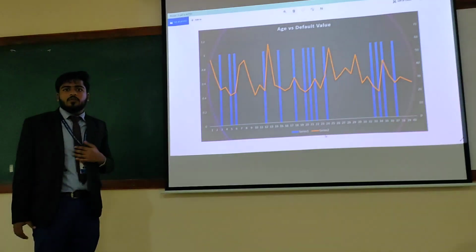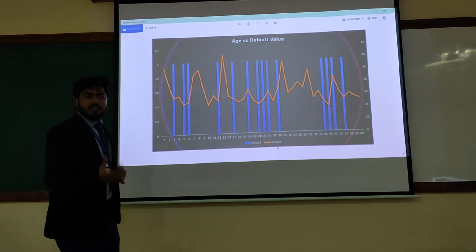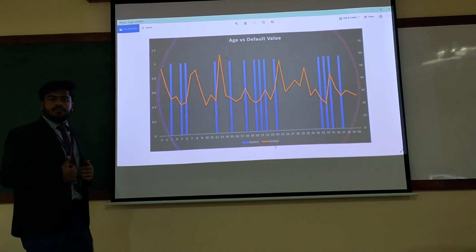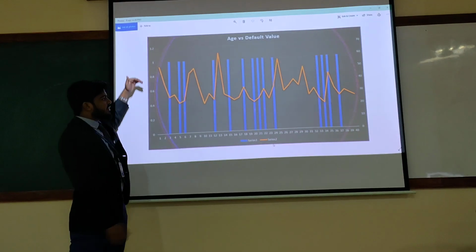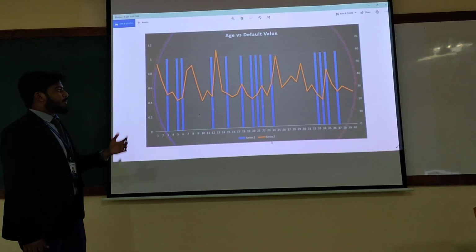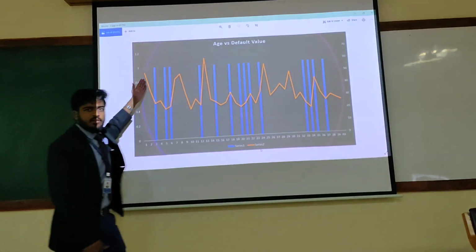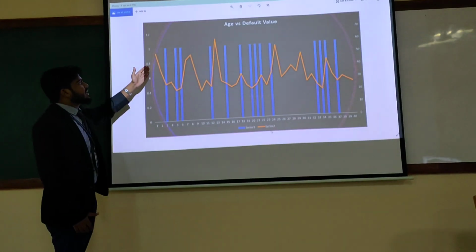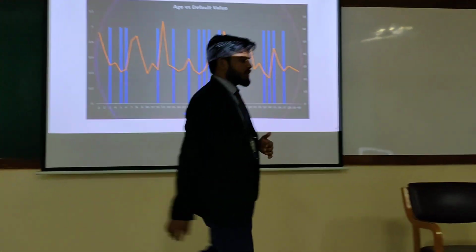So while giving the loan, we must also consider the age. If the age of the person lies in this range, then we must think twice before giving the loan, because it might be a problem. And if the age of the person is much higher than that range, we can give the person a loan easily. For example, see here, no default with high ages. So from this, it is clear that the default depends on the age.